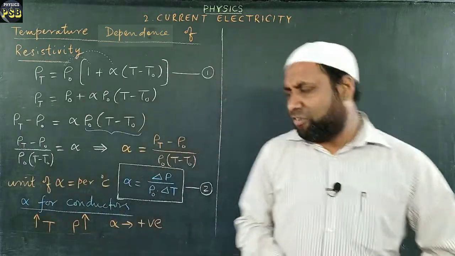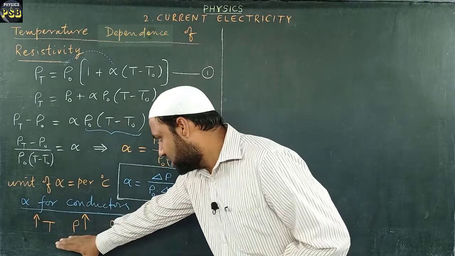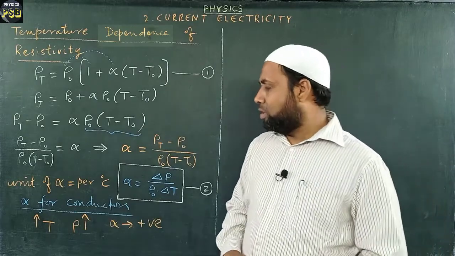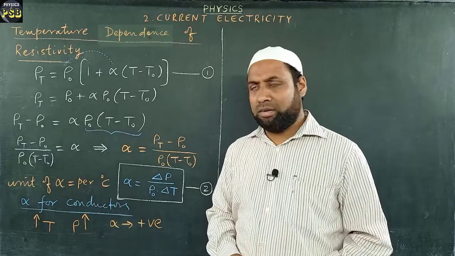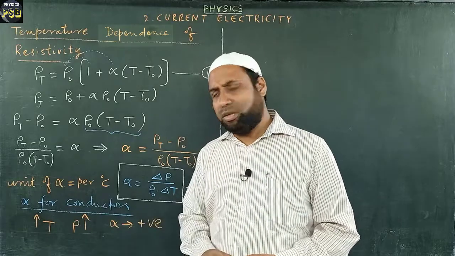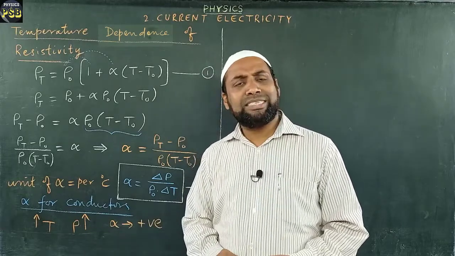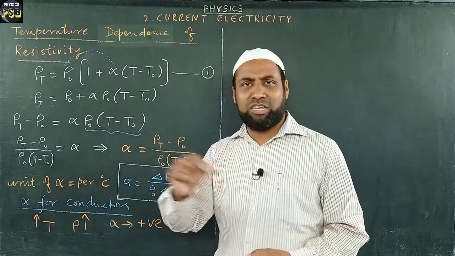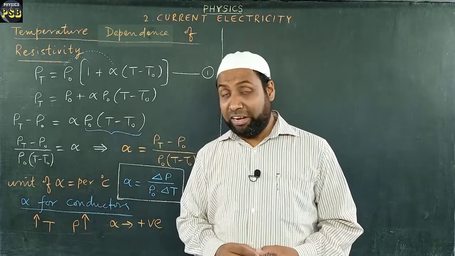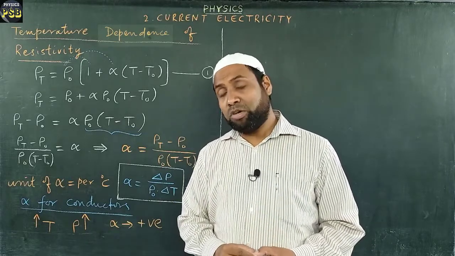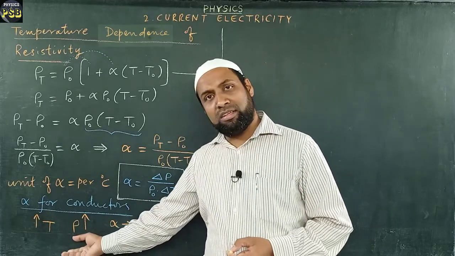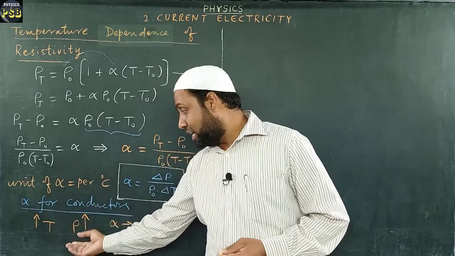Now, what is the reason for this increase in resistivity when we increase the temperature? In any substance, electrons are present. When we heat the conductor, the electrons present in the conductor start moving fast. Their velocity increases, which results in the increase of kinetic energy. So they collide with each other. As a result, the resistivity increases.